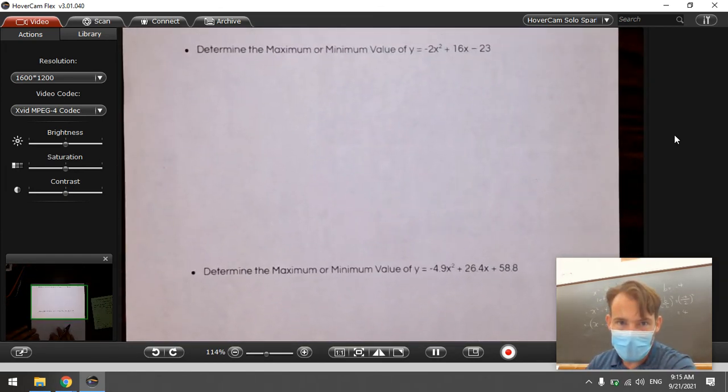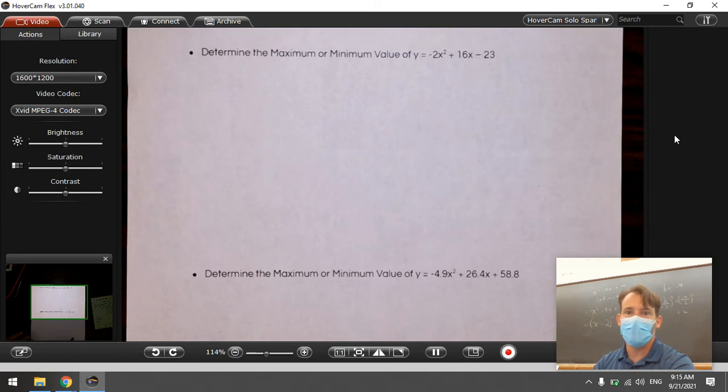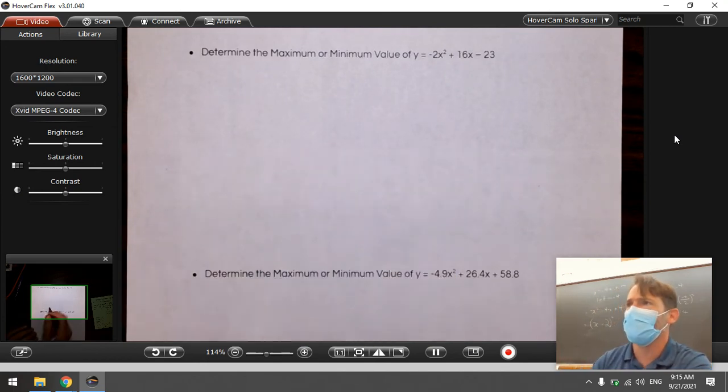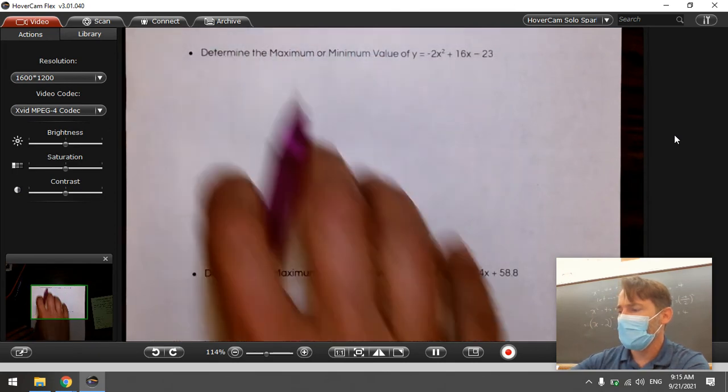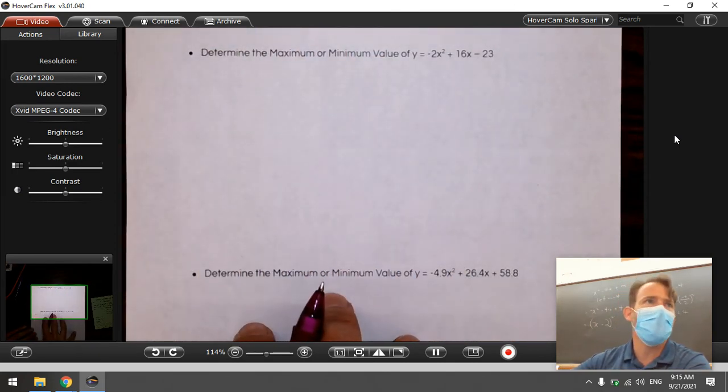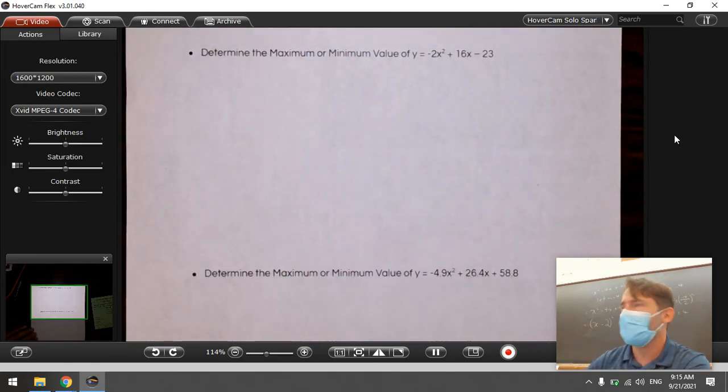All right, another example. Let's go. Determine the maximum or minimum value of y equals negative 2x squared plus 16x minus 23. This one I need to do one extra step. I'll show you the extra step. I know we're just at break. Let me finish this example, and then I'll make a YouTube video. It'll be up by the end of the day. I have to get going.